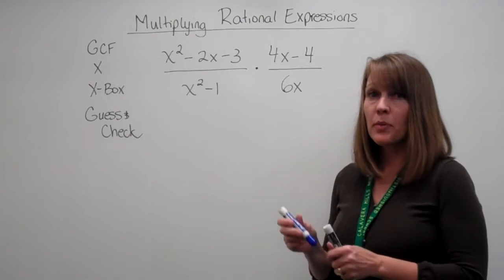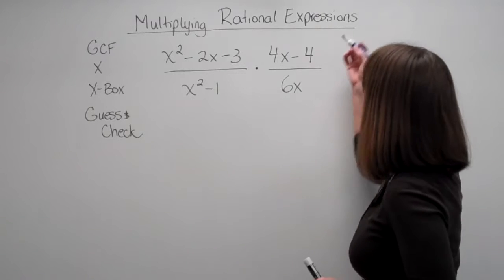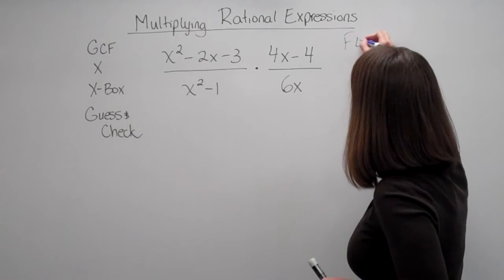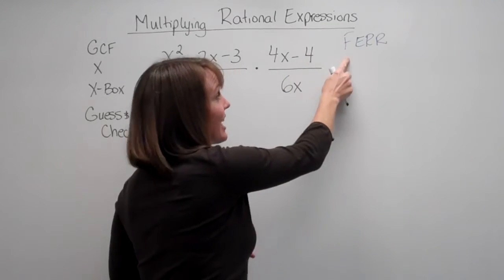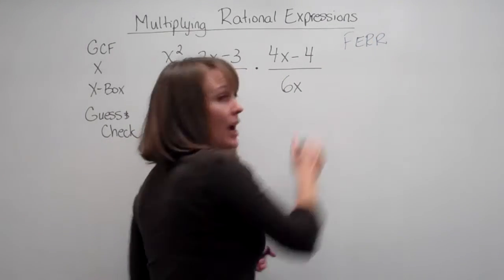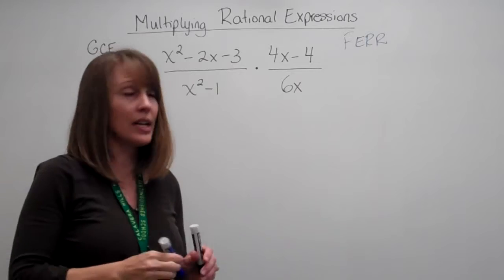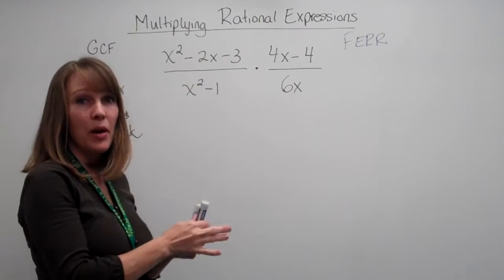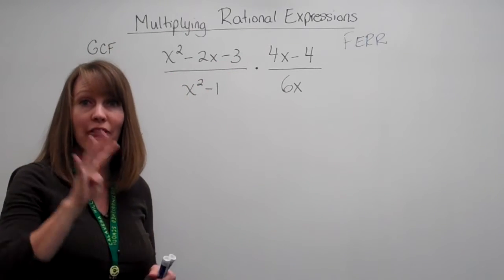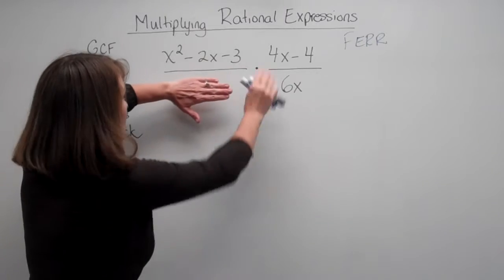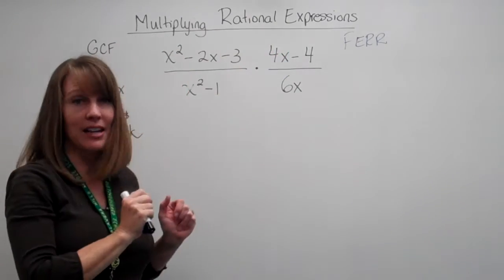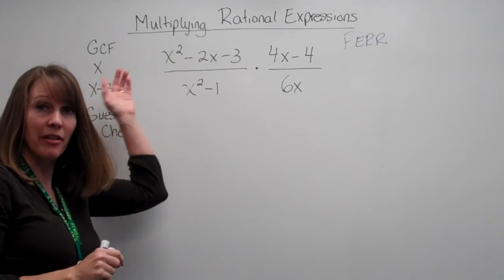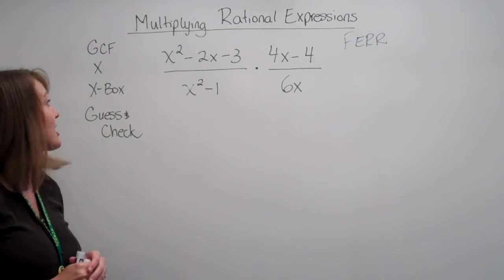Okay? And so the method that we're going to use for this is the FERR method. FERR stands for factor, extend the line, reduce, and rewrite. Okay, we're just factoring here. So we're going to look one at a time. We've got two fractions, so we have 4 things to factor. So we're going to start just at the top right here. We're going to say, can I factor that? Remember, here's our tools: the greatest common factor, the X box, the guess and check.